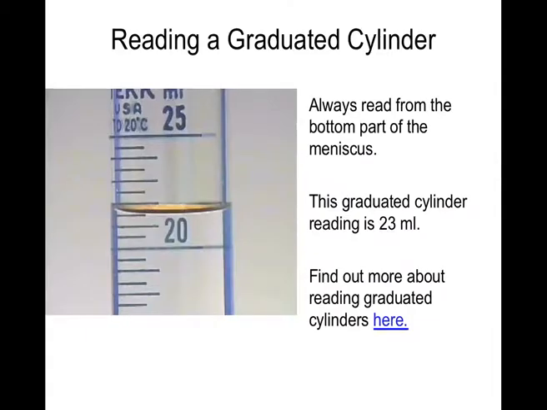How you read a graduated cylinder: you read a graduated cylinder by reading the bottom of the meniscus. This graduated cylinder is reading at 23 milliliters. You can see at the bottom of the curve there.